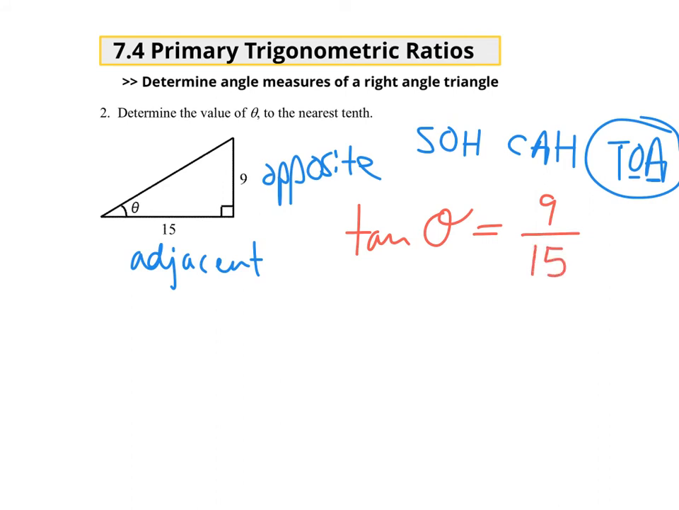And since we have a complete fraction, we have a complete ratio of 9 over 15, and we have a missing angle, what we need to do is the inverse of the tan ratio. So it's going to become tan inverse. We're going to remove the angle and insert the ratio. And by doing that, it allows us to isolate the angle.